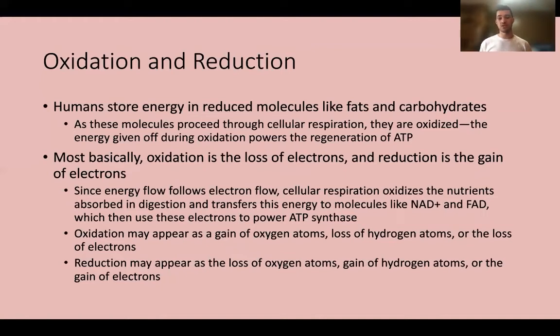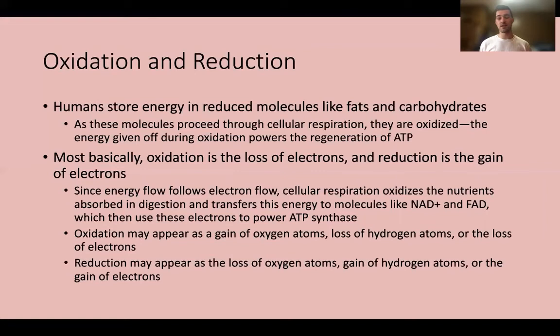As molecules proceed through cellular respiration, they're oxidized. The energy given off during oxidation powers the regeneration of ATP. Most basically, oxidation is the loss of electrons and reduction is the gain of electrons. Since energy flow follows electron flow, which is definitely helpful to keep in mind for the MCAT, cellular respiration oxidizes the nutrients absorbed in digestion and transfers this energy to molecules like NAD+ and FAD, which will then use these electrons to power ATP synthase.